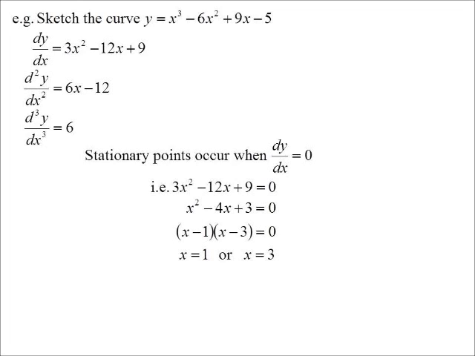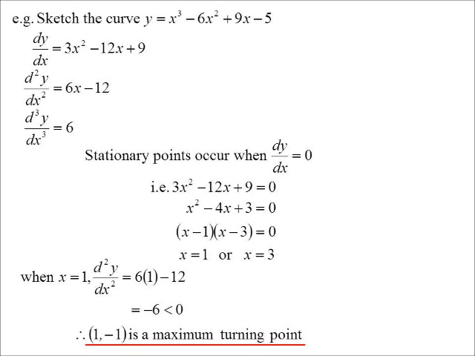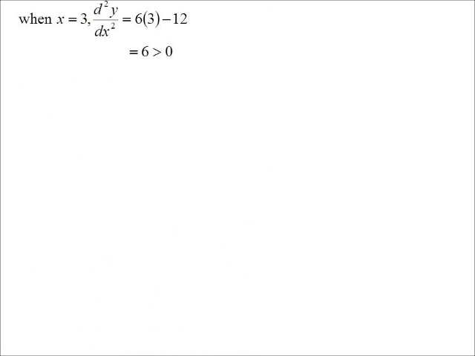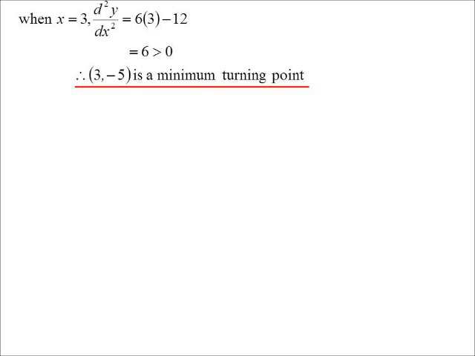Let's go classify them. So at x equals 1, the second derivative is negative. So I know, making sure you substitute back in to get the y value, (1, minus 1), strangely enough, is a maximum turning point. At x equals 3, we get a positive concavity, so we know that's a minimum turning point.